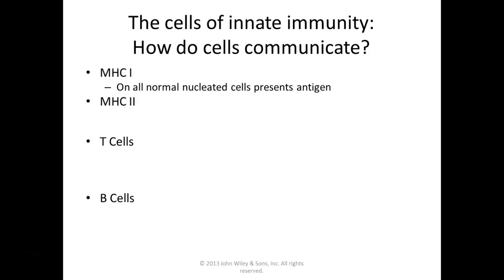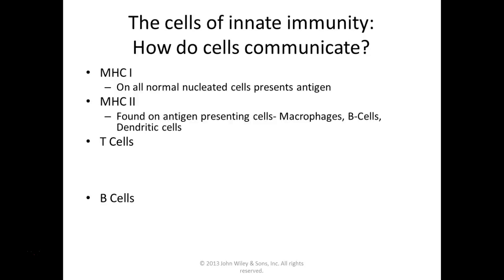MHC class 2, though, is only found on a particular group of cells. We refer to these guys as antigen-presenting cells. So on that wheel, who were they? B cells had it, and who else? Macrophages and dendritic cells. So these are ones that are actually going to take antigen from the outside, process it, and present it outward. That's the difference for these guys. They actually actively take stuff in. Extracellular pathogens that would normally go inside of a cell.